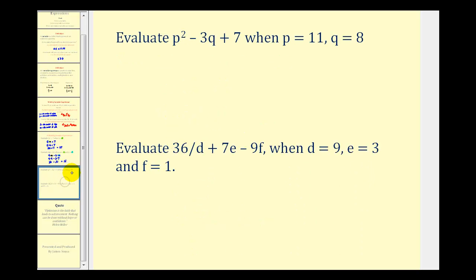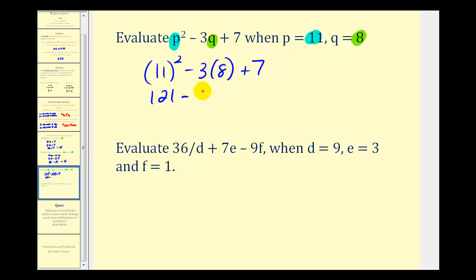Let's try two more of these. Here we want to evaluate p squared minus 3q plus 7 when p equals 11 and q equals 8. So we'll substitute 11 for p and 8 for q. So we'll have 11 squared minus 3 times 8 plus 7. We'll first evaluate the exponents. 11 squared equals 121. Next we will multiply. So 121 minus 3 times 8 is 24 plus 7. And now we'll add and subtract from left to right. So we'll have 121 minus 24, that's 97, plus 7 equals 104.